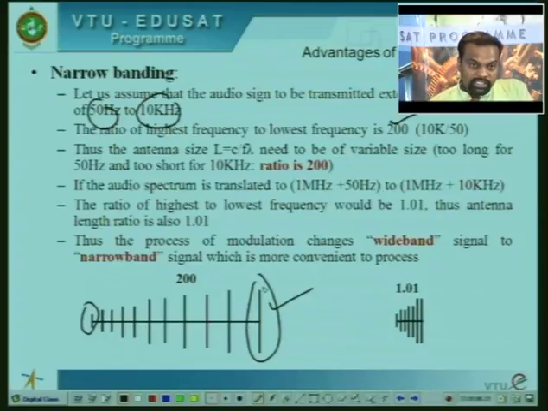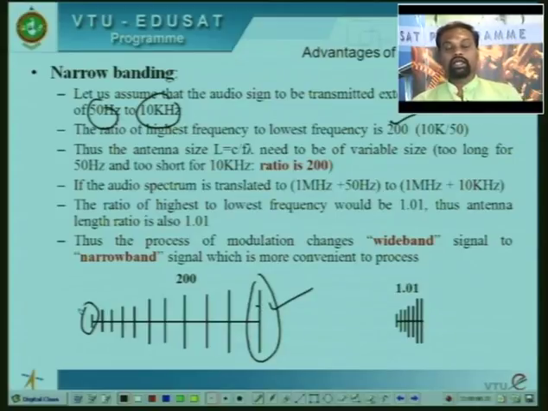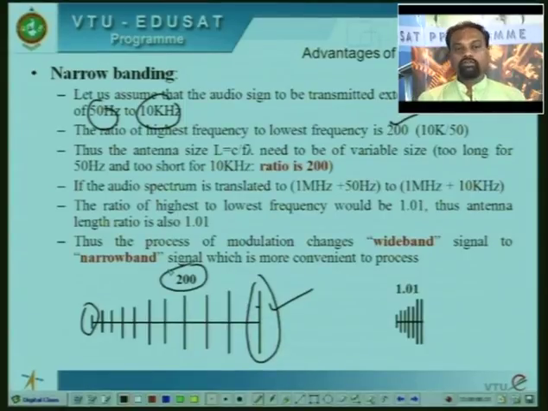The longest element available in an antenna can receive a 50 hertz signal, and the shortest element available over here can receive a 10 kilohertz signal, because the ratio between the highest frequency and the lowest frequency is going to be around 200. These are the different elements that are required on an antenna for transmission and reception without modulation.